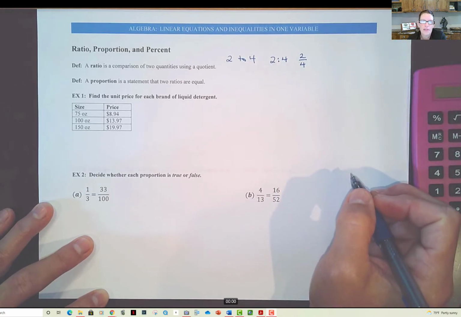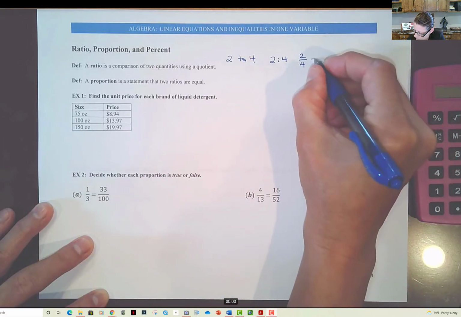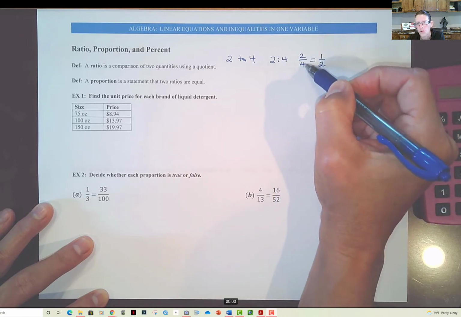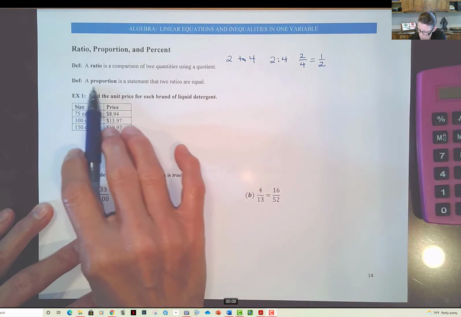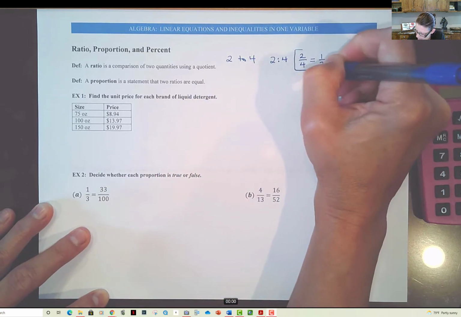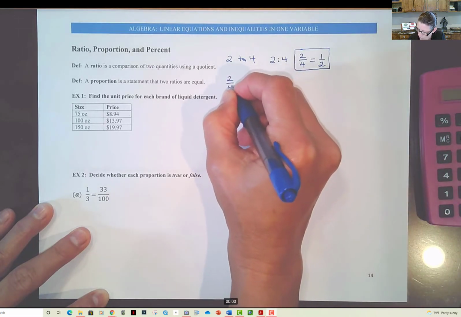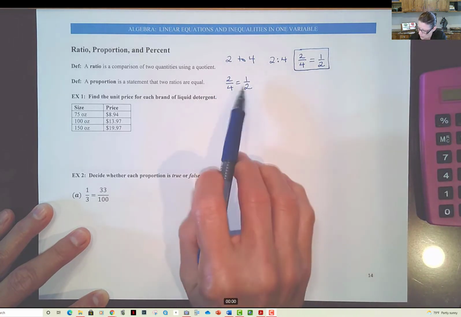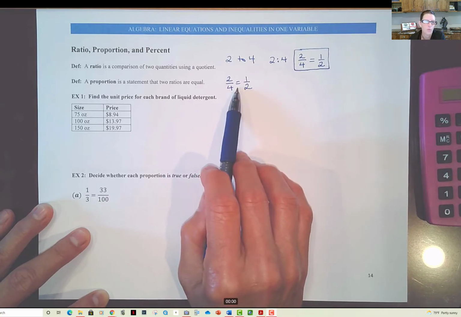Now, if we do express it as a fraction, then we can reduce that fraction. 2/4 reduces to 1/2 if we divide the common factor of 2 out of both the numerator and denominator. Well, a proportion is a statement that two ratios are equal. And that's exactly what we have in this statement when we say 2 is to 4 as 1 is to 2. So here we've got a statement that these two fractions or ratios are indeed equal in value.